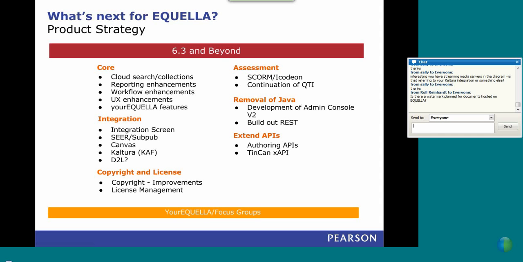The removal of Java, mentioned taking out the admin console and moving those elements into a better user-friendly environment. We're also building out the rest of our REST APIs and extending our authoring APIs, and we're even looking at whether Tin Can functionality makes sense as well. So a lot of ways in which we can interface with other systems, which would allow you greater flexibility and functionality with EQUELLA.